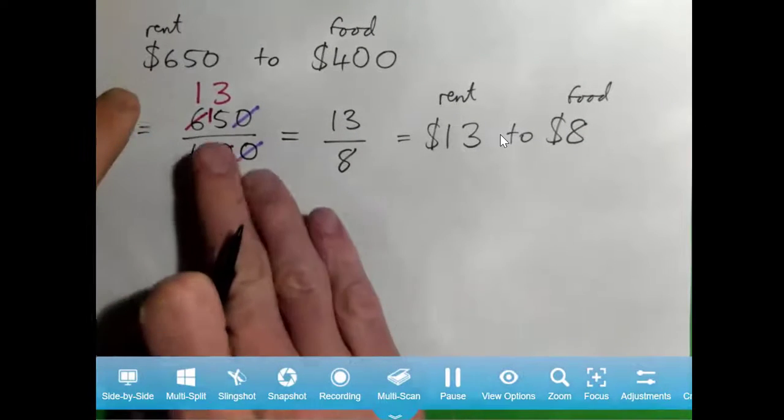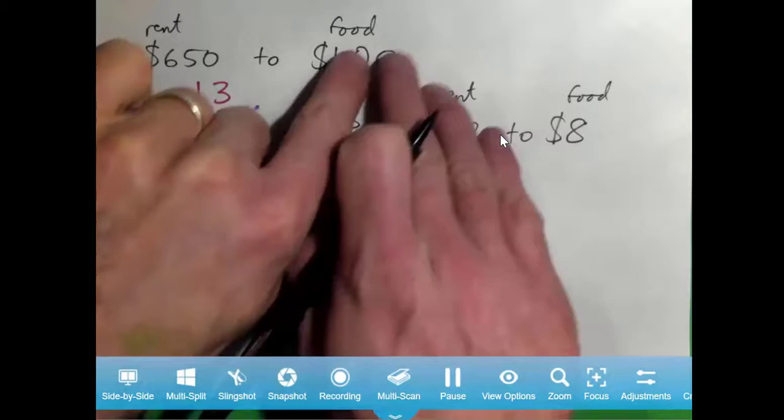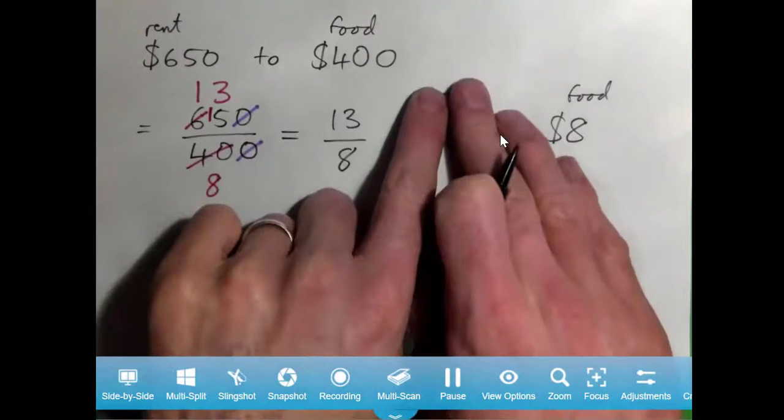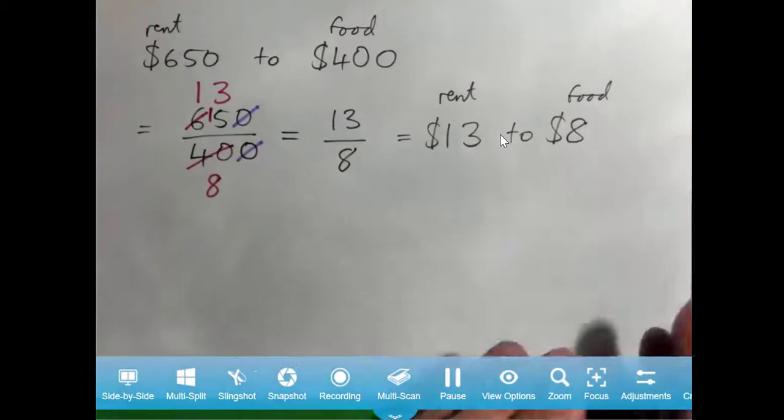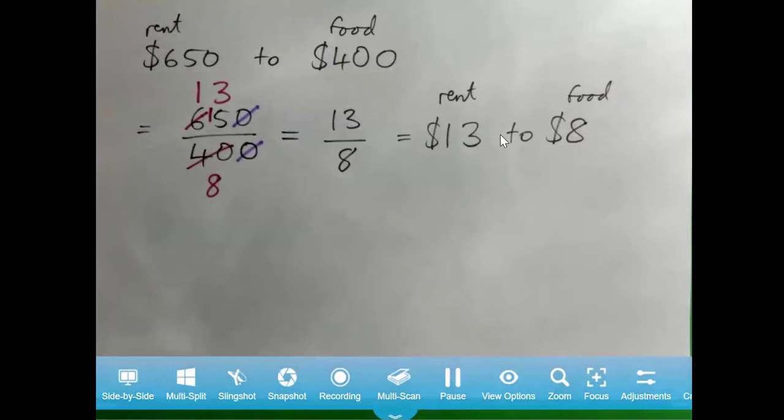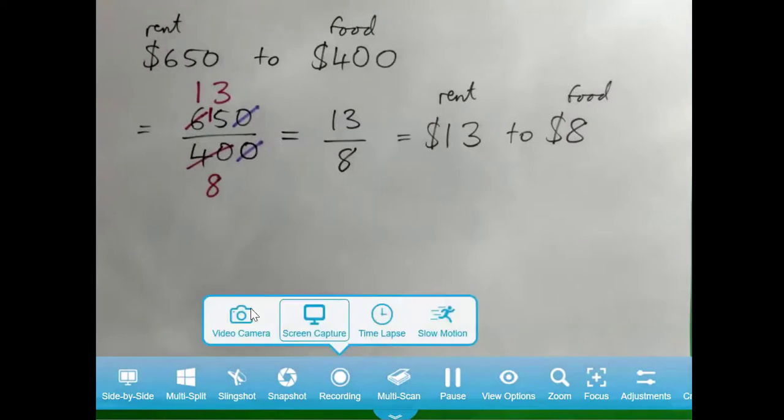It's kind of like $650 to rent, 400 to food is the same thing as $13 goes to rent, $8 goes to food, right? That was a good translation. You got it. You're on the right track.